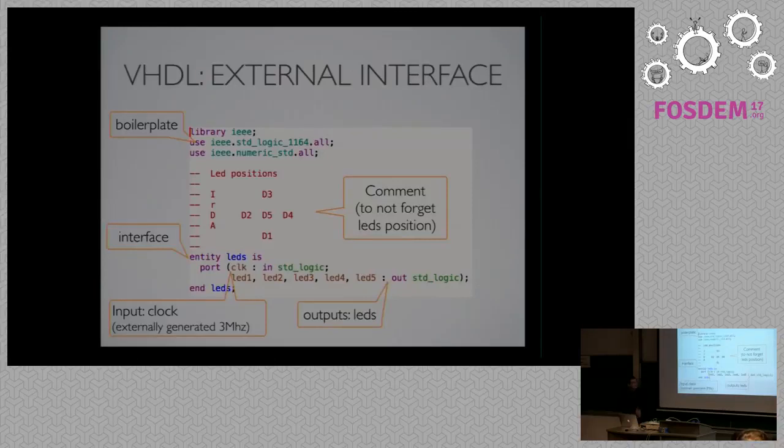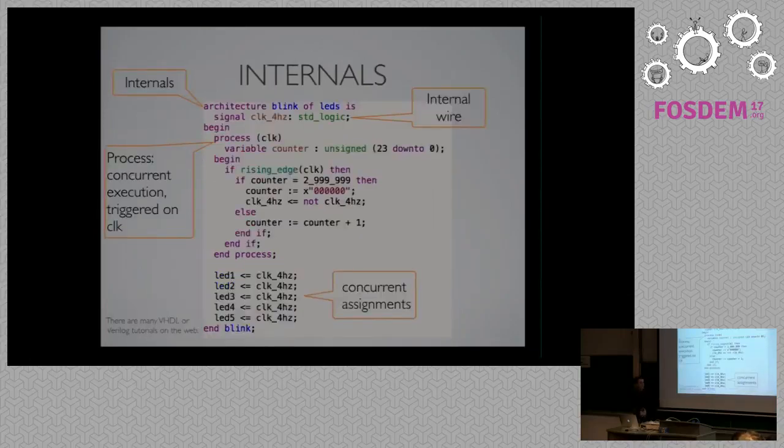So the first example using VHDL. This describes an entity, which describes the interface of the circuit, which means how it will communicate with the environment. There is one input, which is the clock, and on this board the clock is generated by a circuit on the board, and five outputs, which are routed to the five LEDs. Well, they're not very easy to see, but I will show. So you just describe with an entity the interface, inputs and outputs. And in VHDL, you have the architecture, which describes the internals of the circuit.